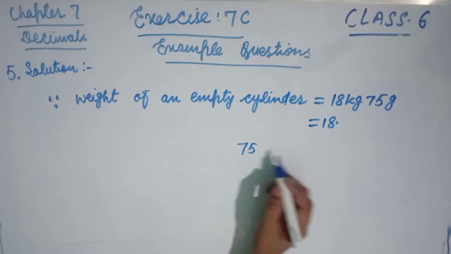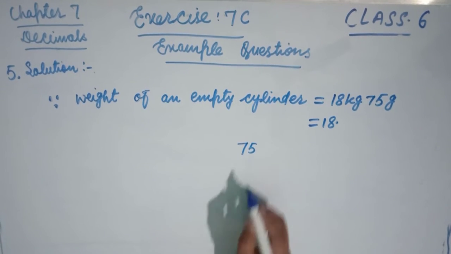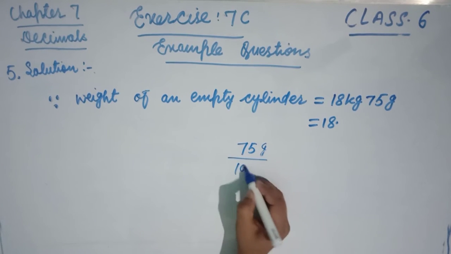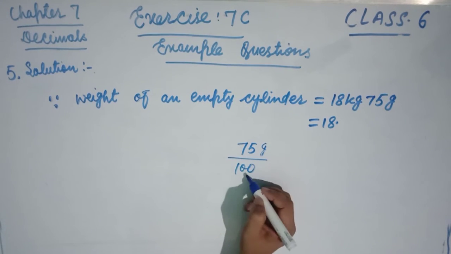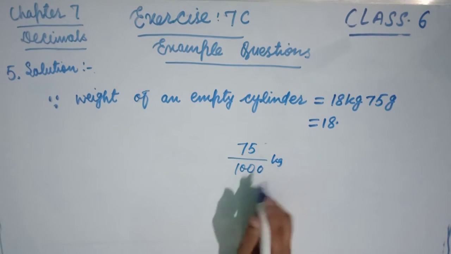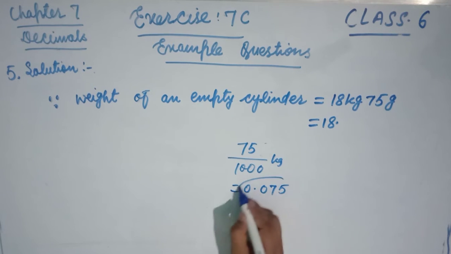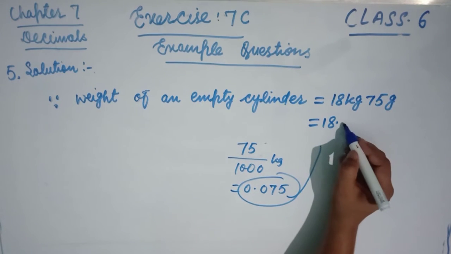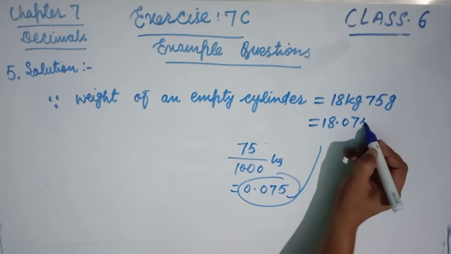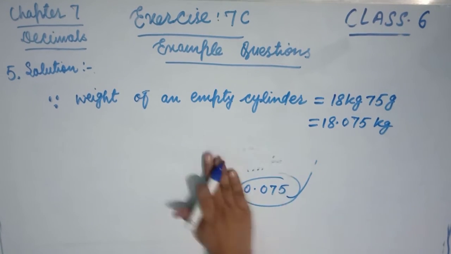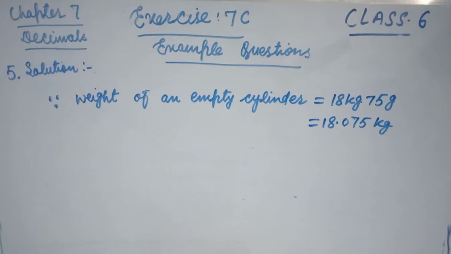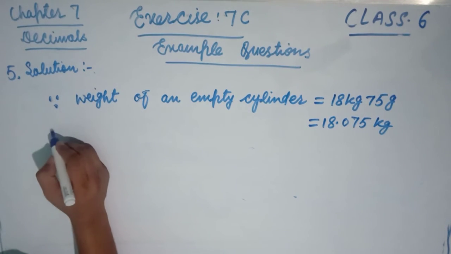Here is the 75 gram, and you know friends, 1 kg is equal to 1000 gram. This is the gram. If we divide this number by 1000, we will get the kg. And this could be written as 0.075. If you add this, it becomes the total kg. I hope you will understand. That means we can say the weight of an empty cylinder is 18.075 kg.